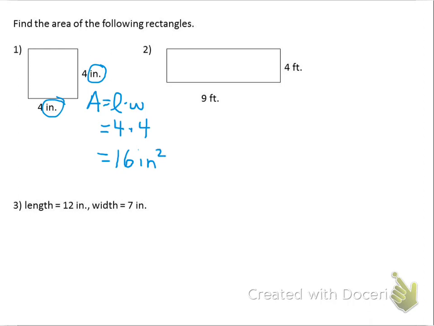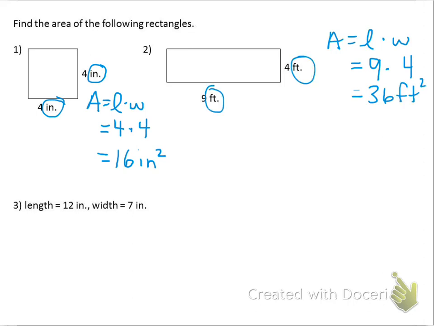Try doing the next one on your own. Press pause and do it on your own. Then click play and see if you got it right. So I'm going to write my formula. A equals L times W. A is equal to the length, which is 9, times the width, which is 4. And 9 times 4 is 36. It's measured in feet, so we have 36 feet squared.